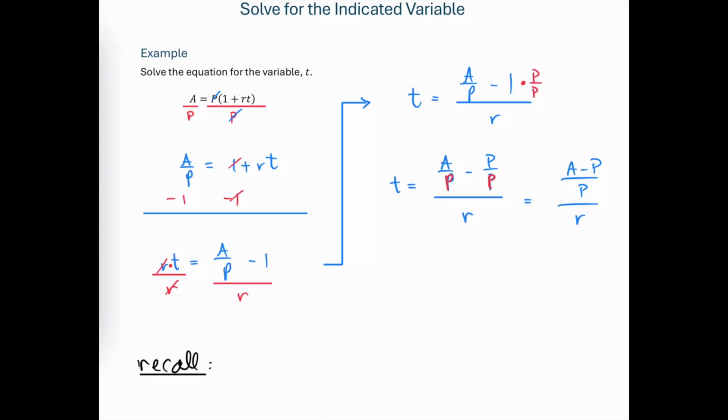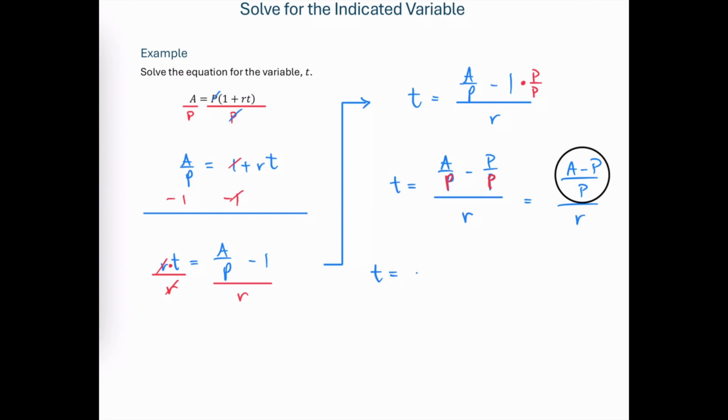Let's recall how we go about dividing fractions. When we have a fraction that's divided by another fraction, the way that we do that is by keeping the numerator, flipping the denominator, and changing that divide to multiply. Essentially, we're multiplying by the reciprocal of the denominator. So that's what we're going to do here in order to simplify this complex fraction.